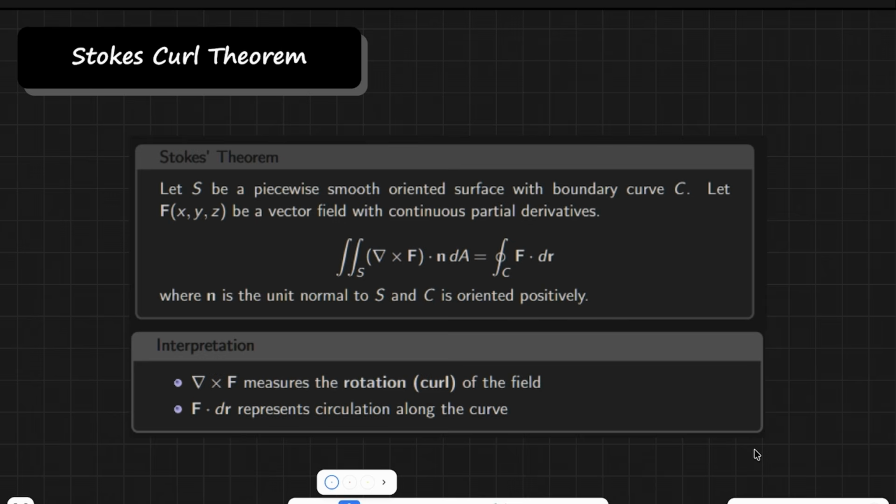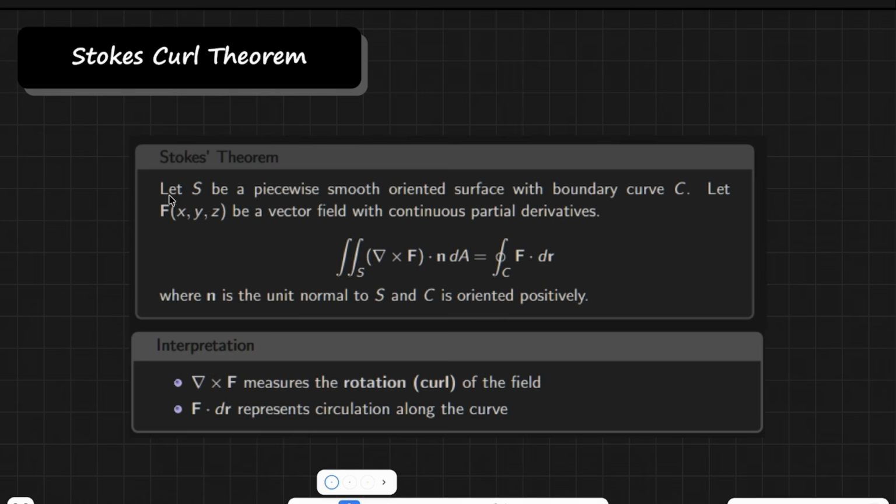Now let's move to the Stokes curl theorem. The statement of the Stokes theorem is that whenever you have a function, and of course the surface should be a piecewise smooth oriented surface with the boundary curve C, and your function f is a vector field with continuous partial derivatives, because here also we are going to find the curl. To find the curl, partial derivatives should exist, and they should be continuous. In that case we can apply the Stokes curl theorem.